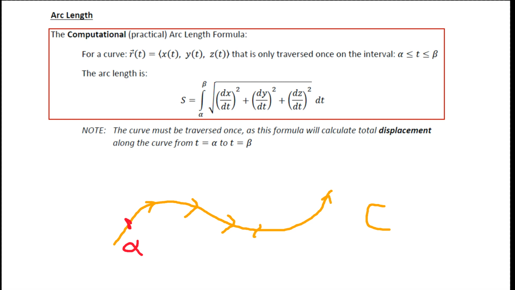But what happens when we get to the end here, the curve actually goes back along the same path in the other direction. And then let's say it goes back along that other path and it stops here at beta. Now, when we calculate the arc length, it's only going to calculate the displacement between here and here. It's not going to calculate this whole back and forth that we traversed on this part. So we need to be really careful.